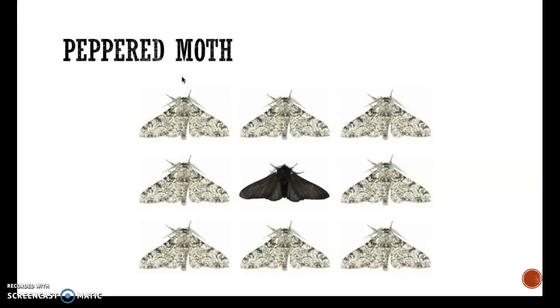So the peppered moth was white, and the reason why it was white was because the trees were white, and it was much easier for them to be camouflaged, so the birds or other insects would not eat them. It was just a way to survive. Because of the Industrial Revolution, the pollution, the trees became much darker in color. Then the peppered moth became darker in color.